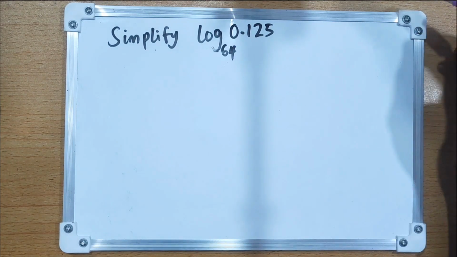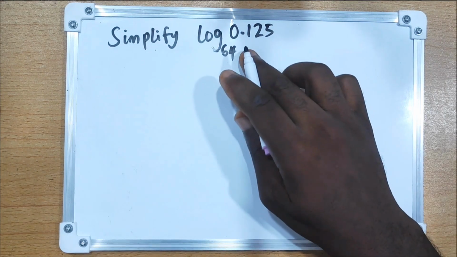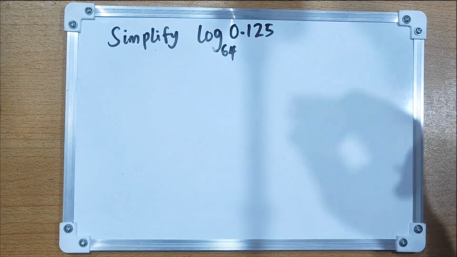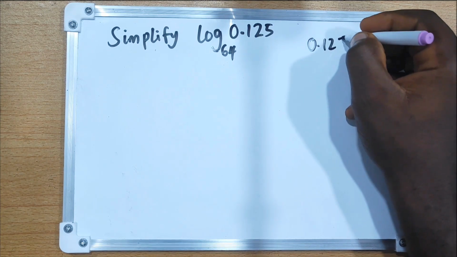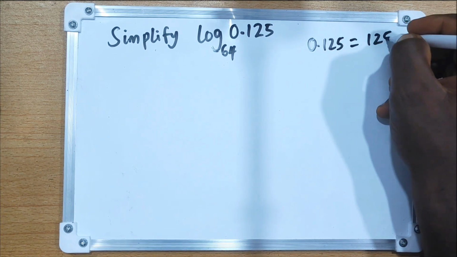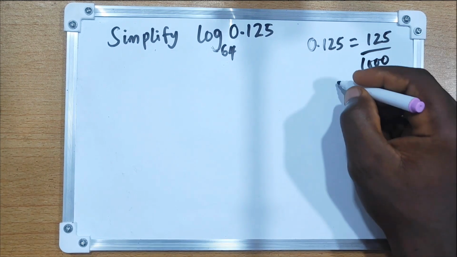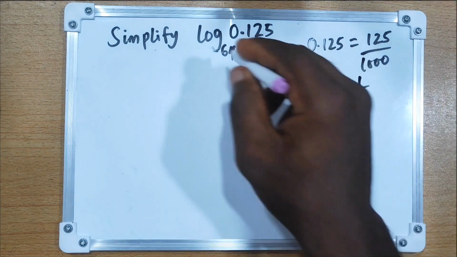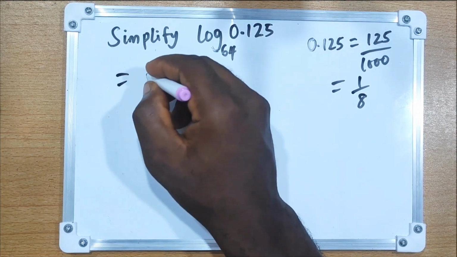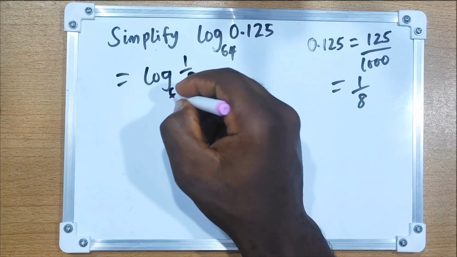Now, how do I simplify log 0.125 to base 64? The first thing you want to do is to convert this 0.125 to a proper fraction. So 0.125 is equal to 125 over 1000, and when you reduce this to the lowest term, it's going to be 1 over 8. So I can rewrite all of this as log 1 over 8 to base 64.